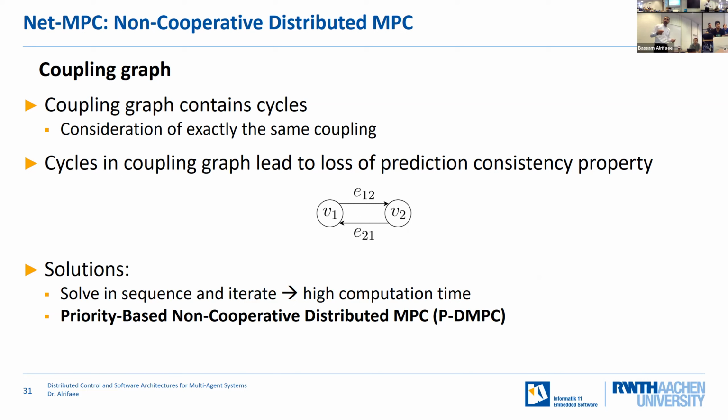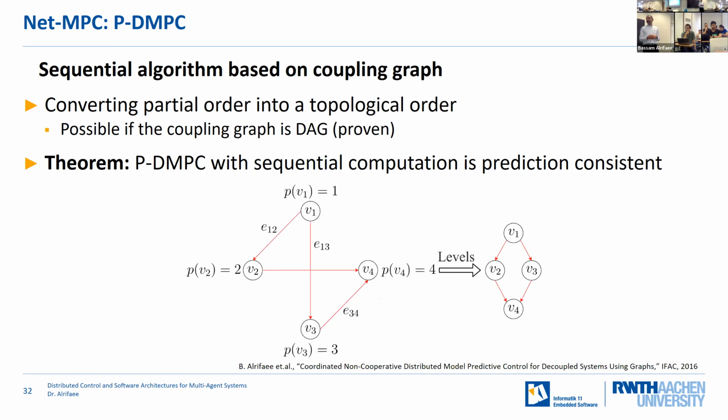And the solution in the literature is, again, in general, solve in sequence and iterate till you get a good solution. It has a high computation time. And I thought we have to bring some organization into the system here and distribute priorities. And depending on the priorities, compute the single DMPCs. So we assign agents priorities.